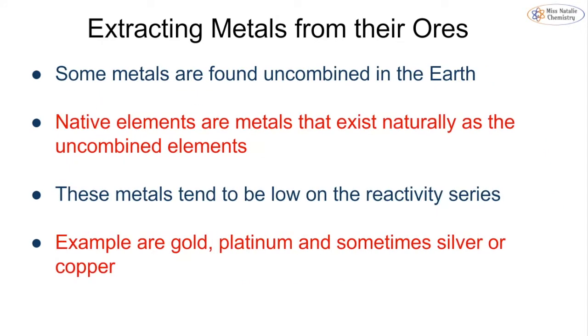Now, some metals can be found uncombined in the earth, and we call these native elements. And that just means that they exist naturally as uncombined elements. And these will tend to be low on the reactivity series. That is because if they're low on the reactivity series, they are unlikely to react with things like oxygen or water or acid. Some examples are gold and platinum, and sometimes you can find silver or even copper, but these two are quite rare to find uncombined. Typically, the most common native element is gold.